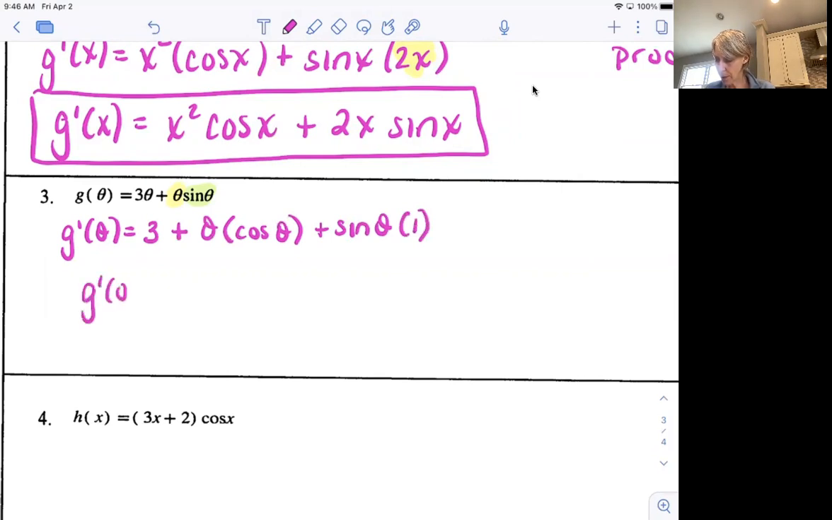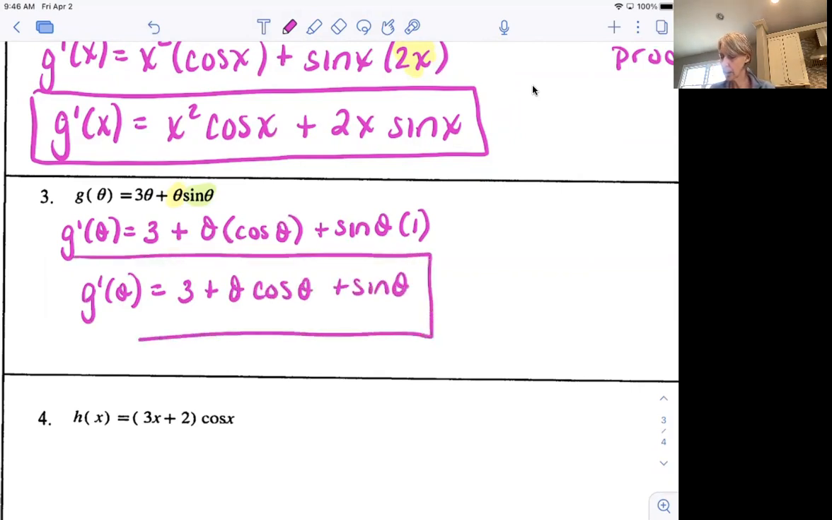So g prime of theta, if I clean this up a tiny bit, theta cos theta plus sine theta. There's nothing else I can do. That's pretty much simplified as much as possible.